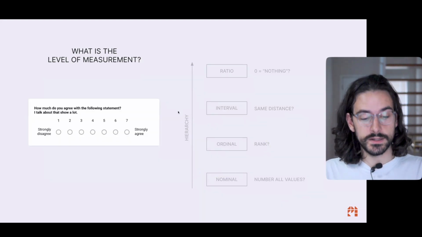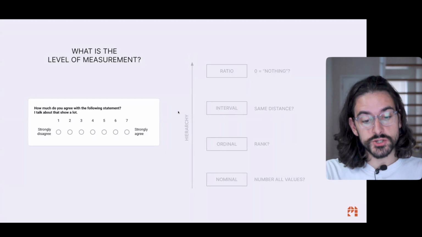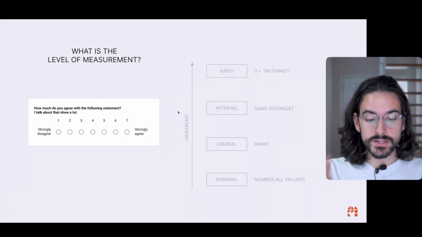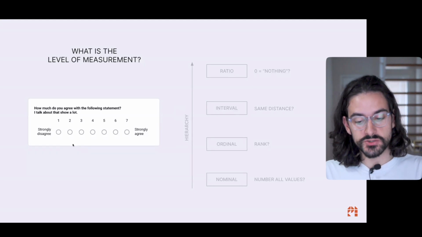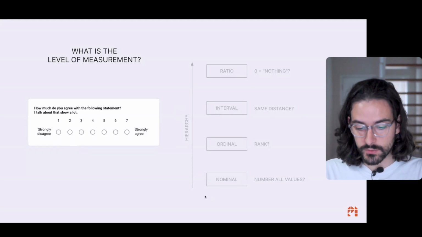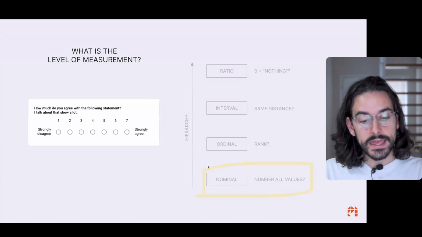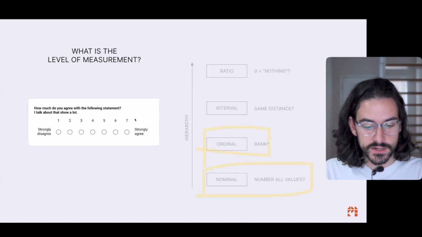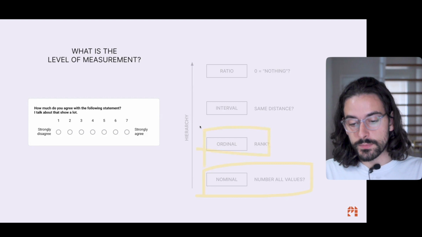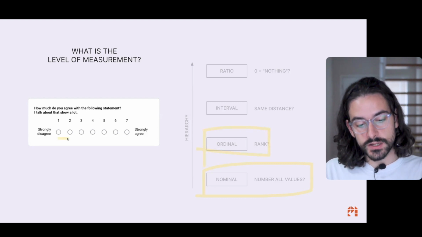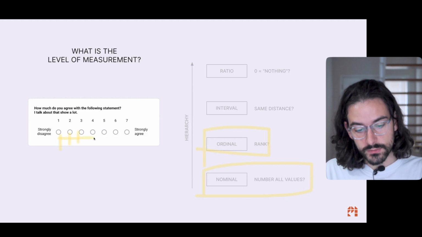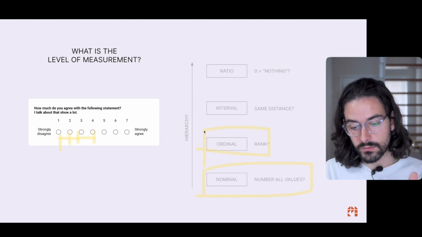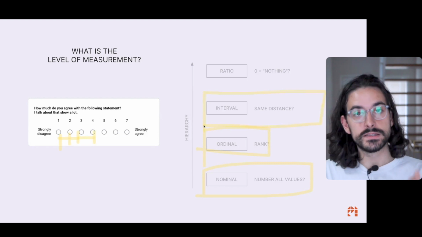So here, a slightly different question. How much do we agree with the following statement: I talk about my favorite show a lot. Strongly disagree to strongly agree. Okay, let's see. Can we label everything with a number? Yes, we can, so it's nominal. Can we rank these results? Yes, we can. 7 is more than 6, more than 5. Okay. Can we promote it to interval? Is the distance between each of them the same? Yes, it is, because 1 to 2, and 3 and 4, it's always 1, right? So the distance is the same here.